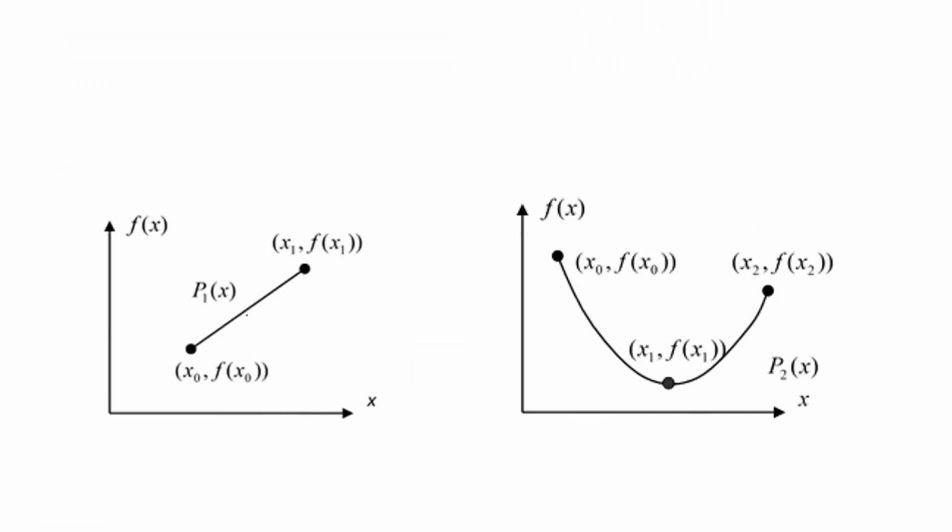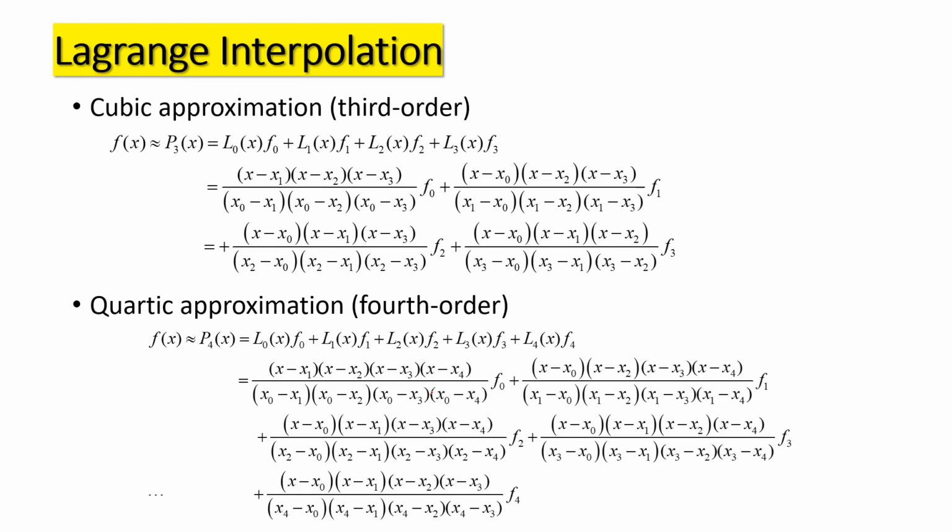So this one, you see linear approximation, you get a straight line, so it's linear. 3 points, you get quadratic. Then this is a cubic. So you see the terms, you have more terms here. So for cubic it is P3x, L naught F naught plus L1 F1 plus L2 F2 plus L3 F3. If fourth order, add one more term, L4 F4. So for each L naught, L1, L2, L3, if cubic, you have a product of 3 terms here.